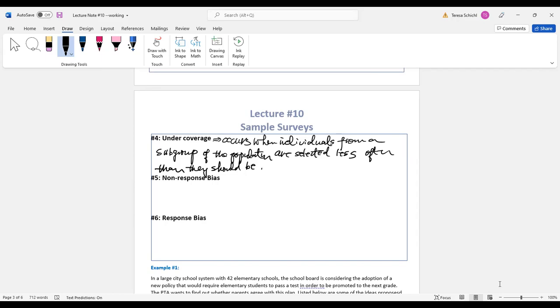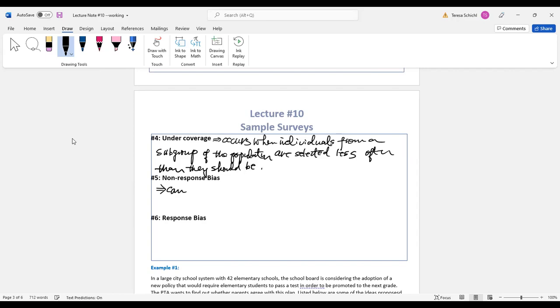So you will need to make sure my sampling method covers all the subgroups equally. That's why we say it's an undercoverage problem. Then the next one is what we call non-response bias. This one is very interesting and can play a big role in your survey result.